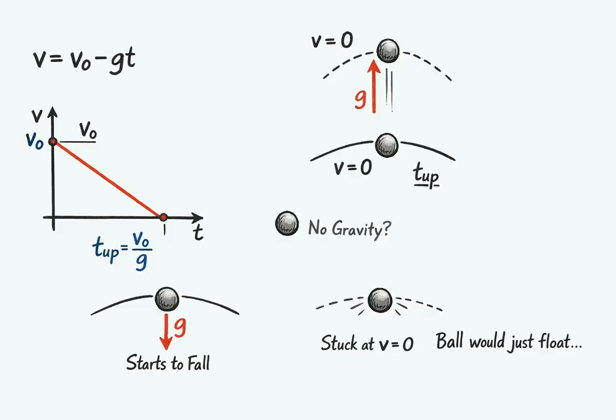The change from positive velocity to 0 happens only because the acceleration term, minus g, operates the whole time. If acceleration suddenly became 0 at the top, the velocity would get stuck at 0 and the ball would float, which is not what happens.